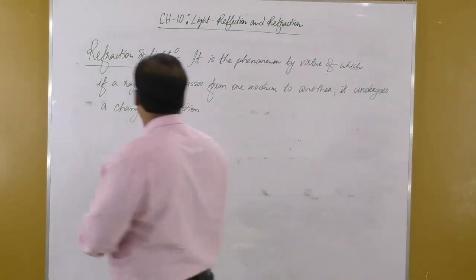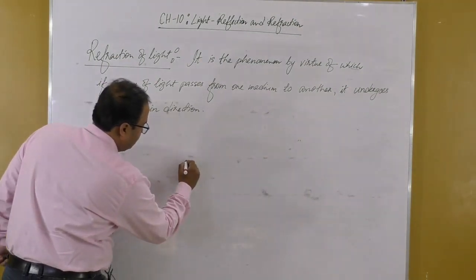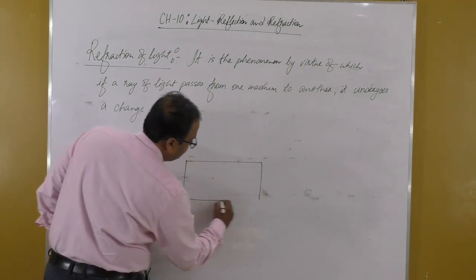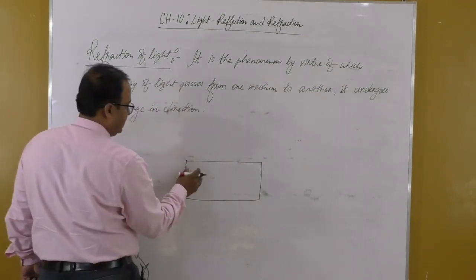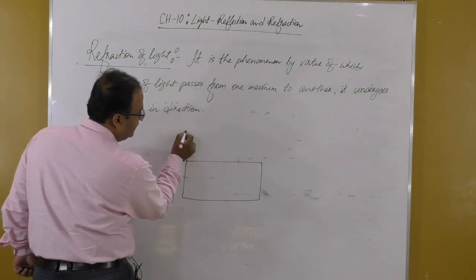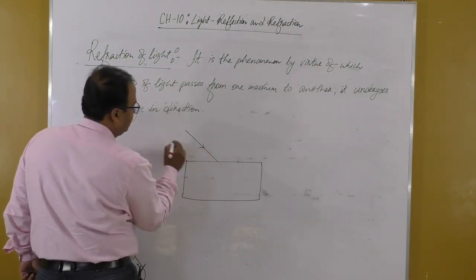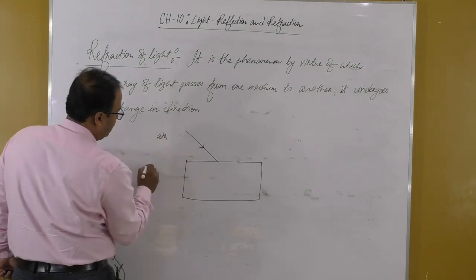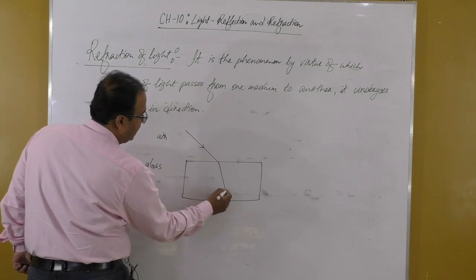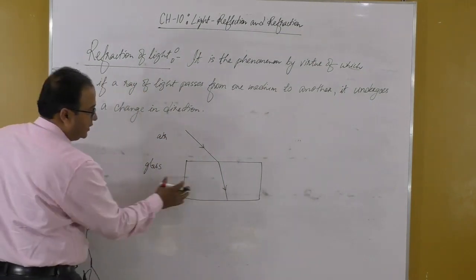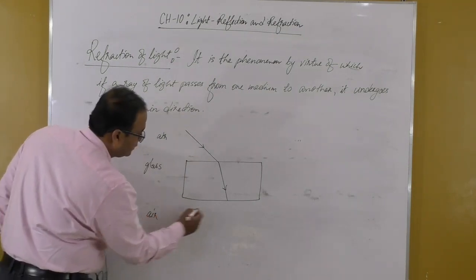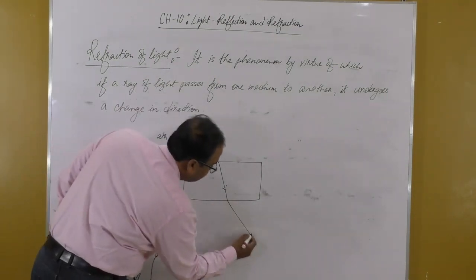It is another property of light. Look at here, try to understand. This is a piece of glass. We can consider it as glass slab. If I allow a ray of light to pass from air to glass, it undergoes a change in direction. Again, when the ray of light is passing from glass to air, there is change in direction.